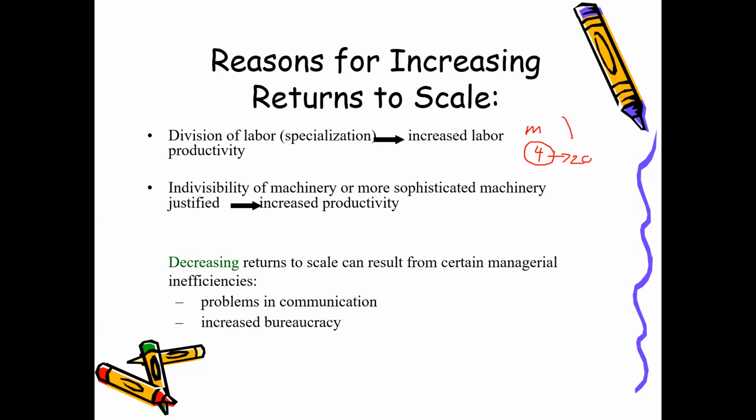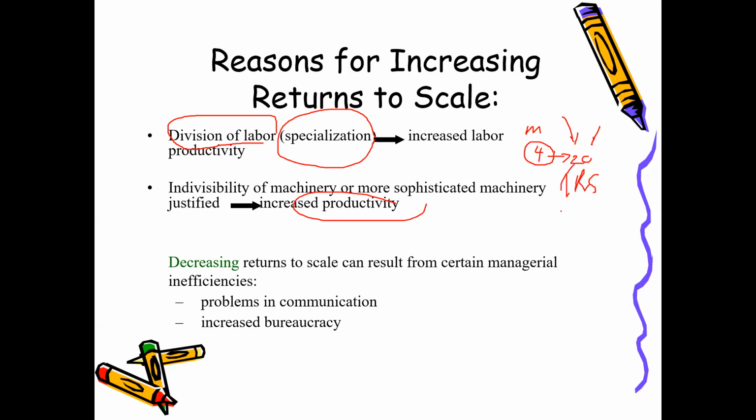Then the management can allocate specific work, looking at the specialization. We call this division of labor. With that, we get more productivity, increased productivity, and get the increase in return to scale.